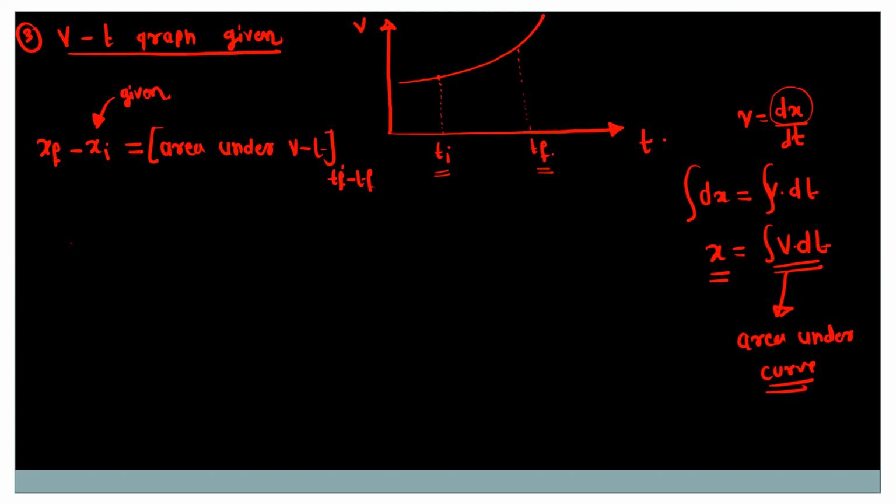Okay, so if the initial position is given, then we can find out the final position. So xf is equal to xi plus the area under the vt curve from limit Ti to Tf. Okay, so we will understand with the help of a simple example.